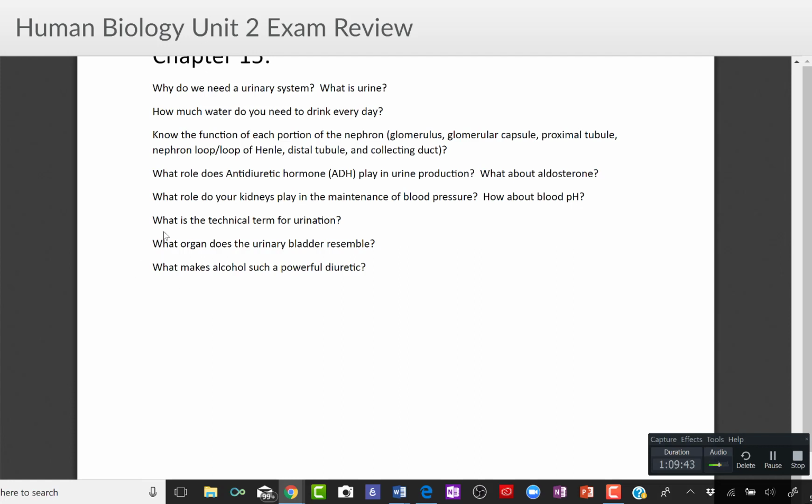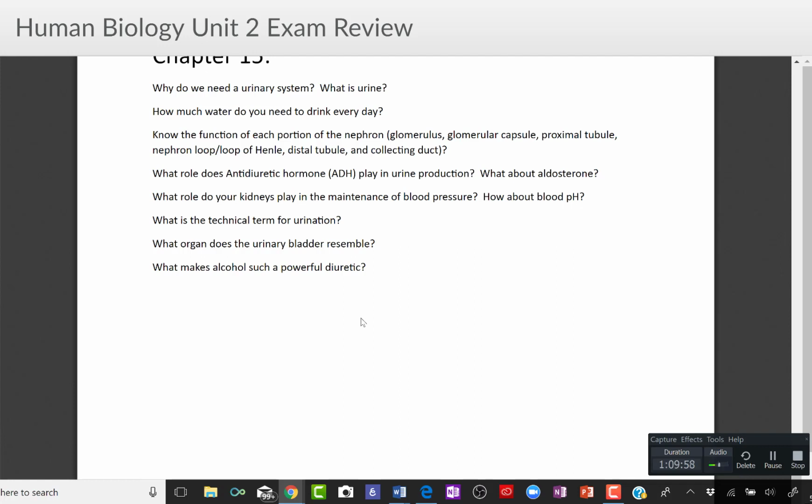What is the technical term for urination? It is micturition. M-I-C-T-U-R-I-T-I-O-N. Micturition. So the urination is actually caused by the micturition reflex. A couple more minor ones.